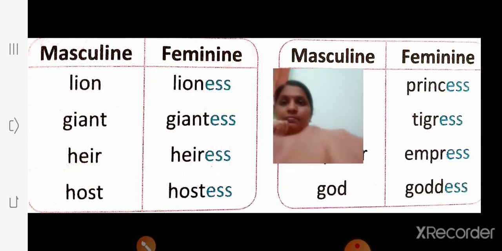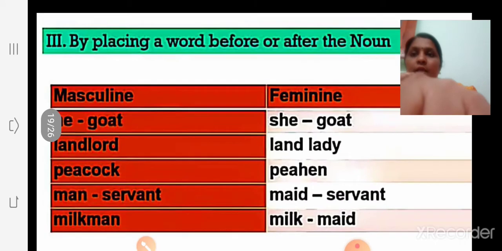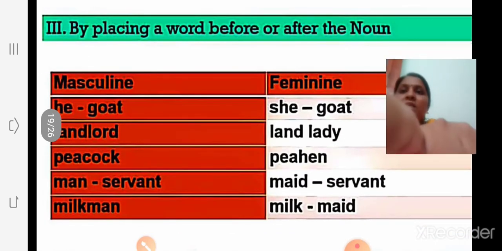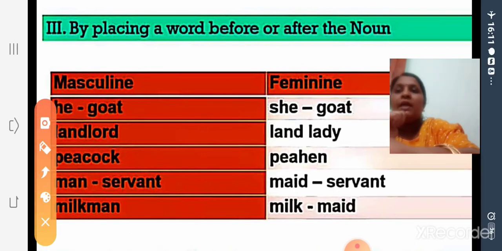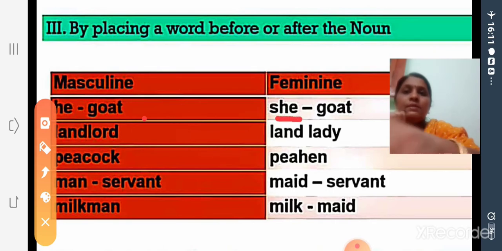Okay. Shall we move on to the next rule? By placing a word before or after the noun. So that is another rule. We can form a feminine gender by placing a word just before or after the word. So look at here. He-goat. And we placed another word. She-goat. Goat is the same, but we added a new word, that is she. She-goat.